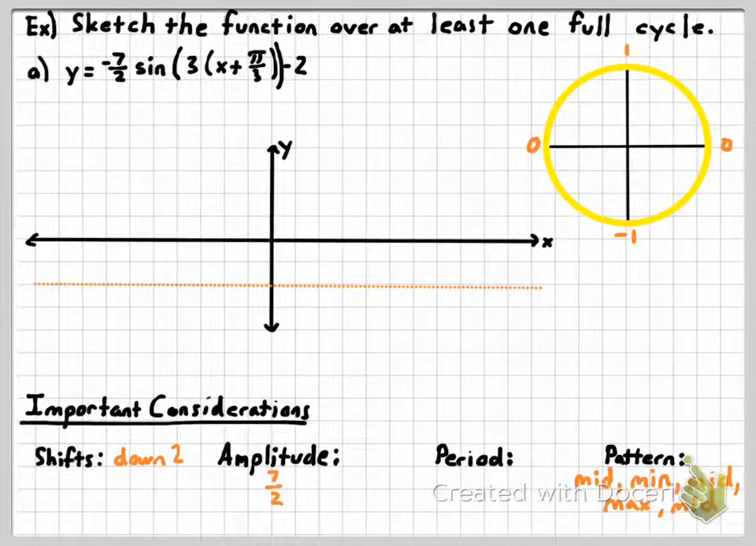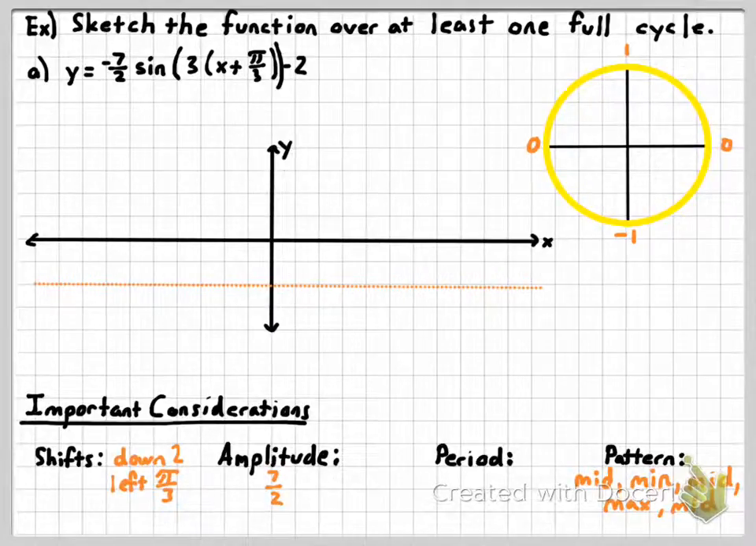Alright, now the other thing I need to know is where does the first value in a cycle occur? Ordinarily we would start at the y-axis, wouldn't we? But there is a reason that we wouldn't start at the y-axis here, and that's because we have a horizontal shift. Now, we know we're going to move pi over 3 to the left, so let me go ahead and write that in my shifts.